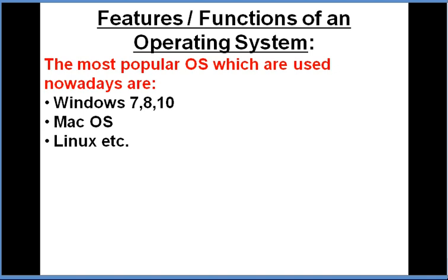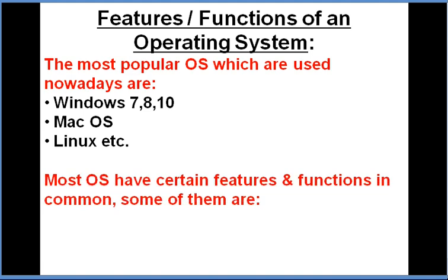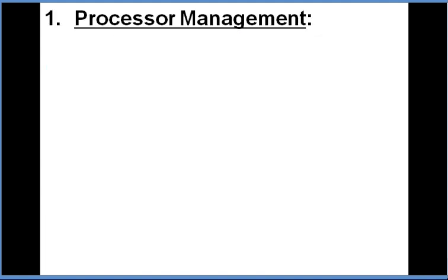Let us talk about certain features or the functions of an operating system. Before we start with it, let us talk about the most popular operating systems that are used nowadays. We have Windows and a number of versions like Windows 7, Windows 8, Windows 10. Then we have Mac operating system, which is from Apple, and we have Linux. There are many other operating systems. Most operating systems have certain features and functions in common. Let us discuss a few of them.